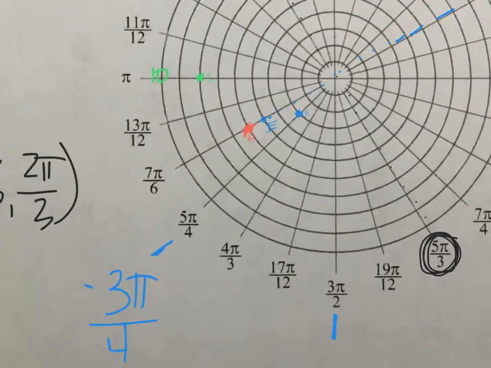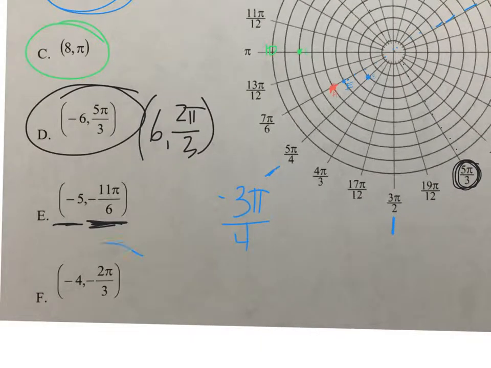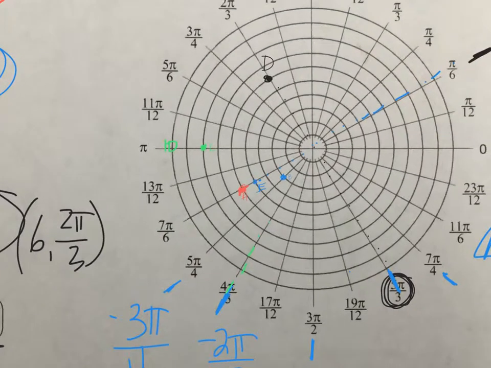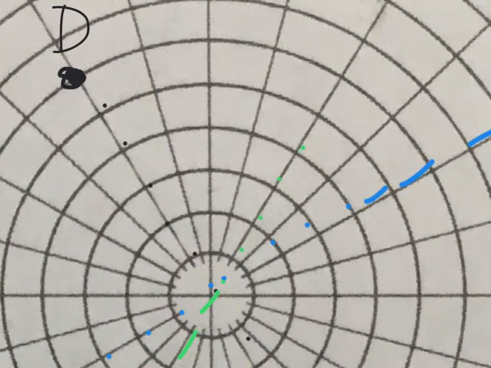And the last one, F, negative 4 comma negative 2 pi over 3. So this is negative 2 pi over 3 right here. This is negative 1 pi over 3 and negative 2 pi over 3. I'm going to go 4 units in the opposite direction from this one. So I follow this angle line back through the origin, 1, 2, 3, 4. And this is where point F should go.